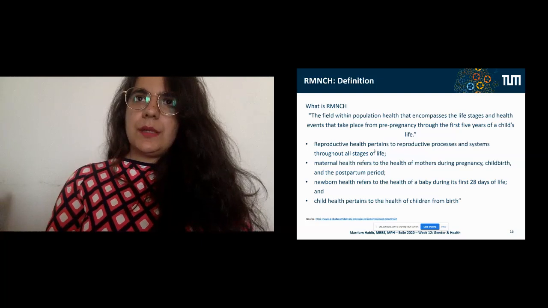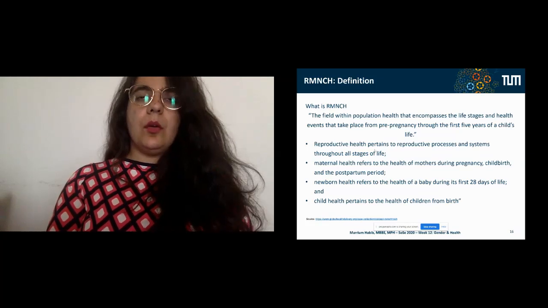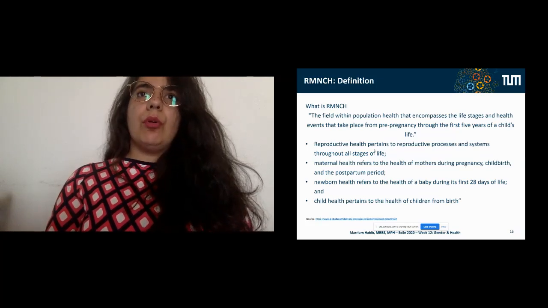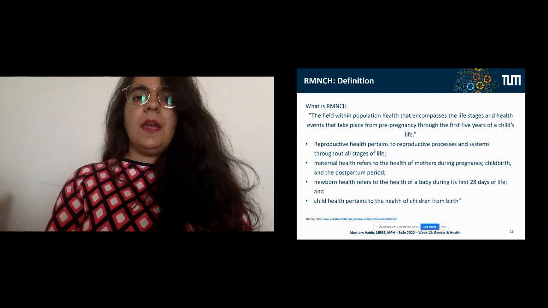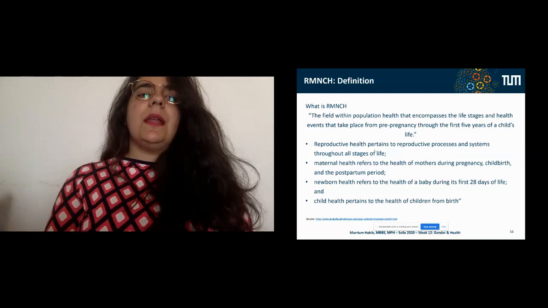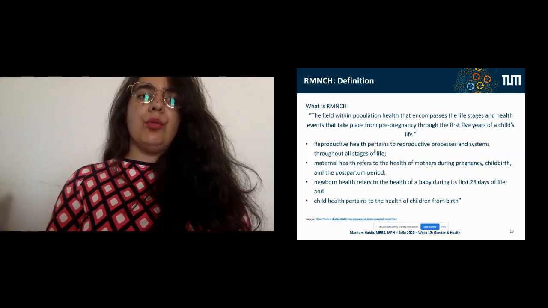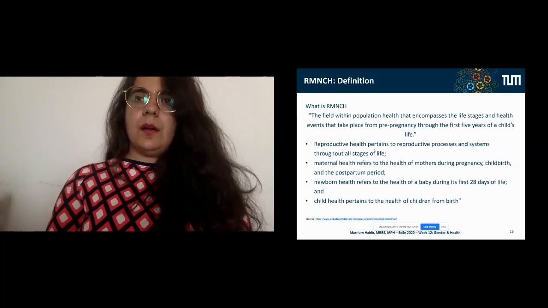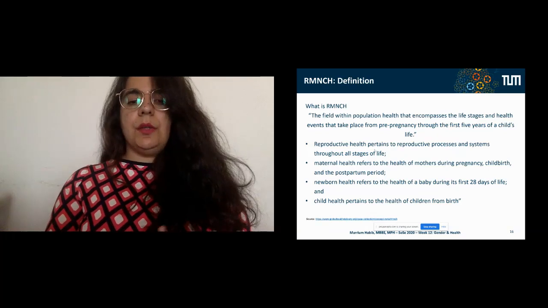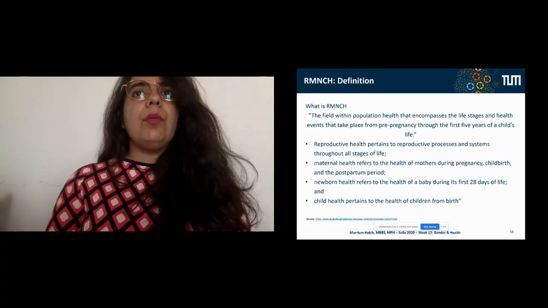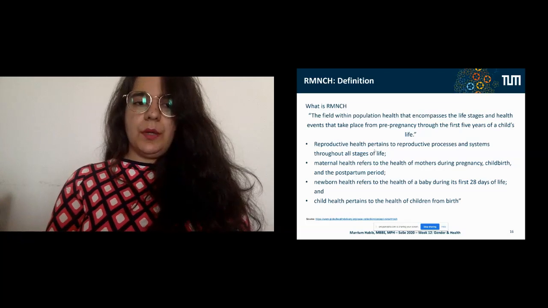However, in the past 20 years or so, the WHO and other global organizations realized the importance of the reproductive period within a woman's life as a gatekeeper for many of the illnesses and many of the approaches for health promoting choices that she makes. So there was a consensus to include reproductive health as part of this definition. Hence, now we have RMNCH, which encompasses reproductive health, which pertains to the reproductive processes and systems throughout all stages of life and not just childbirth and pregnancy.